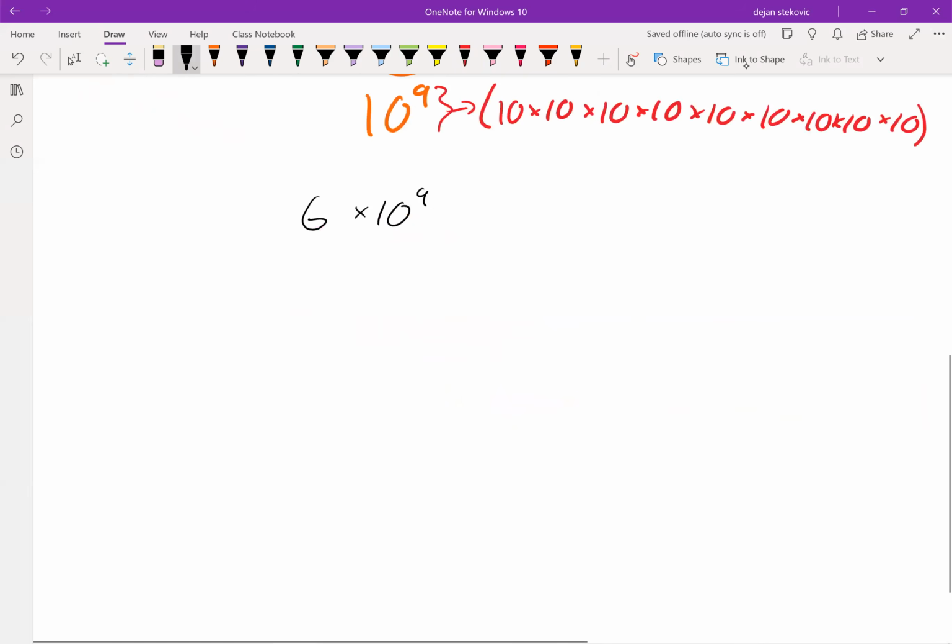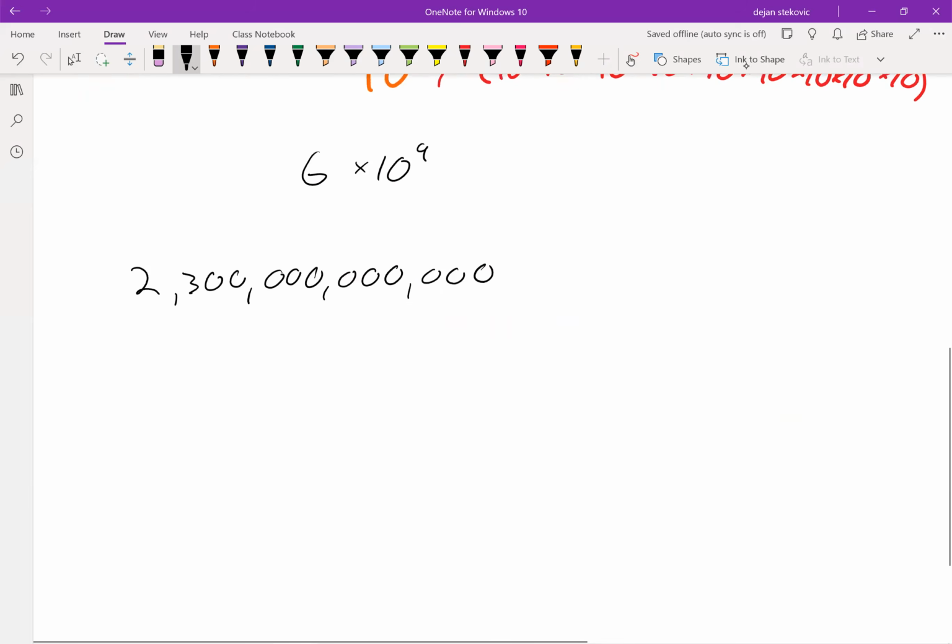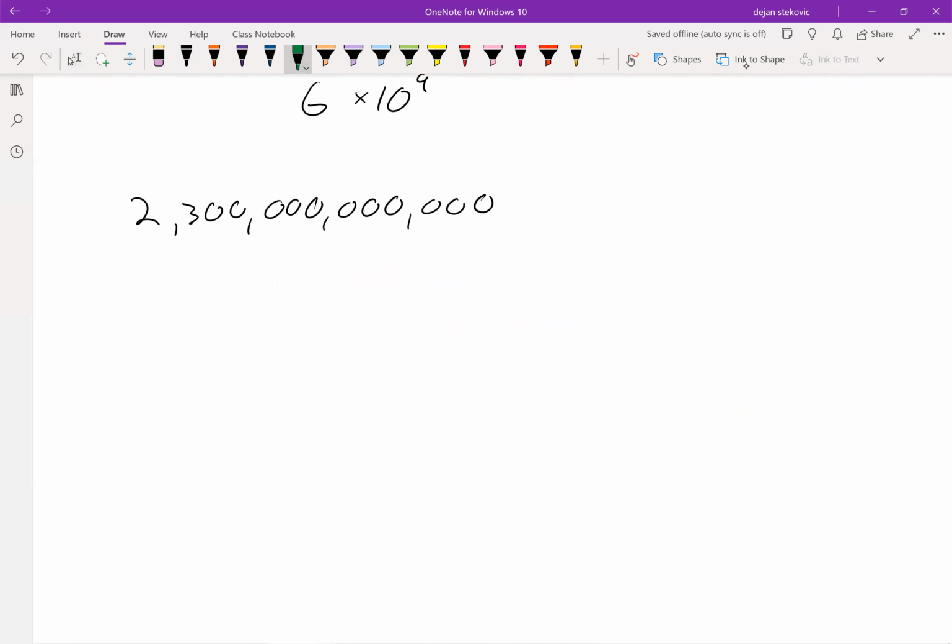Let's take a look at another example. So we've got 2, 3, and then a string of zeros. Let's take a look at how we're going to write that in scientific notation. First we imagine where the decimal point is, which would be right over here, at the end of the number. Then we're going to move it all the way to the left till we get a decimal number, right? So we're going to move it until we get 2.3.